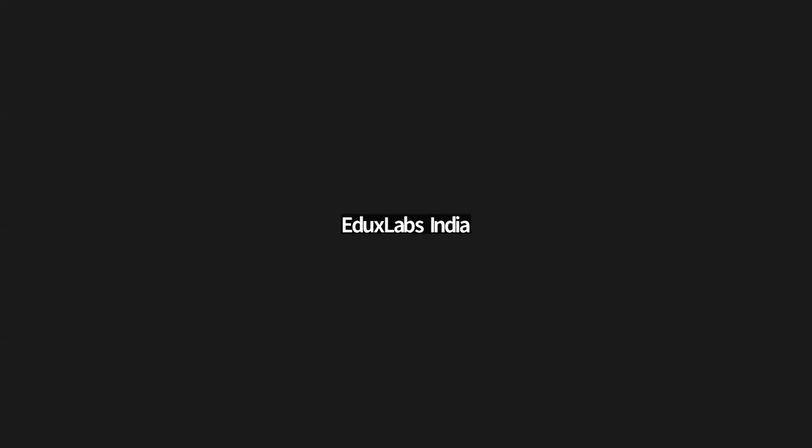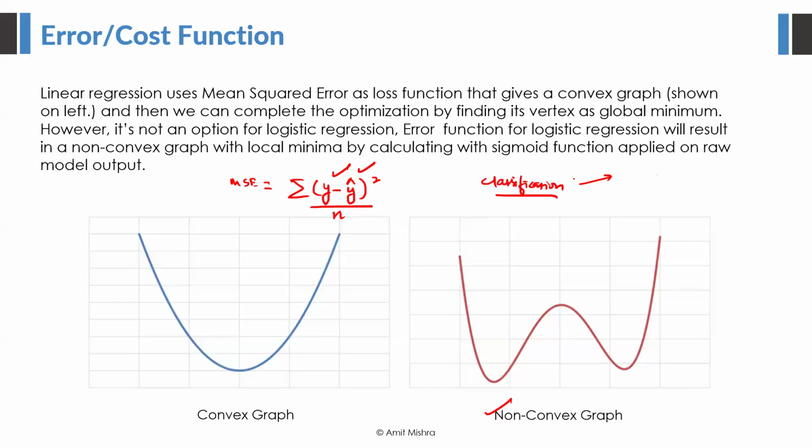Sorry for the disturbance. I guess I got disconnected. Yeah, so I was explaining here for classification, it is a non-convex graph because it is not for the batch sample that you are calculating the error. That is, you are not calculating the error for the overall value, but you are calculating for individual value. This is for individual label.